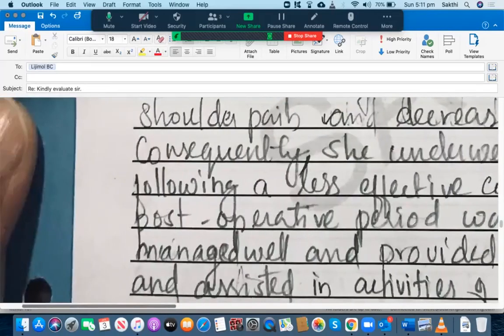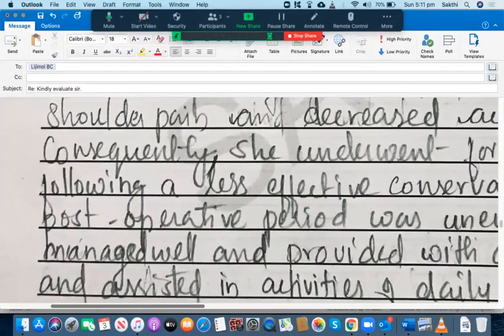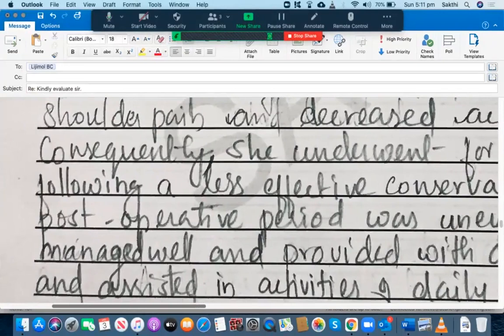So the progress wasn't good enough after this surgery. Is that what you want to say? No. She underwent some conservative management before the surgery. Nothing worked out for her, so they went for the surgery.